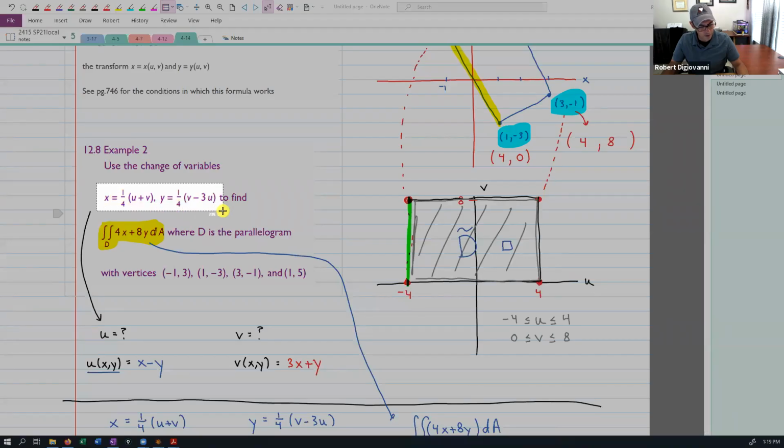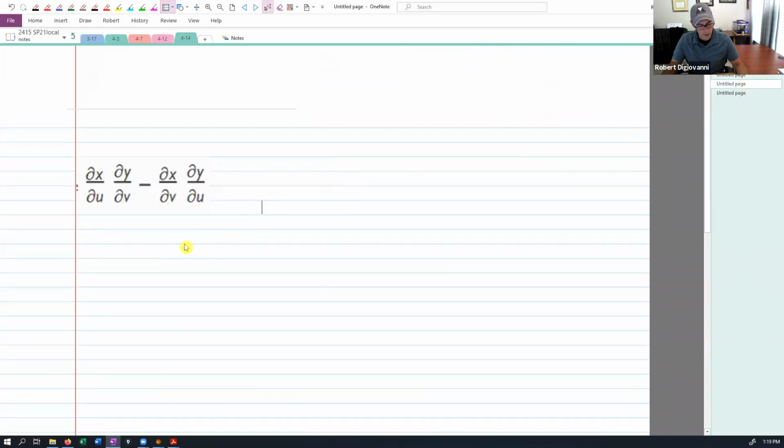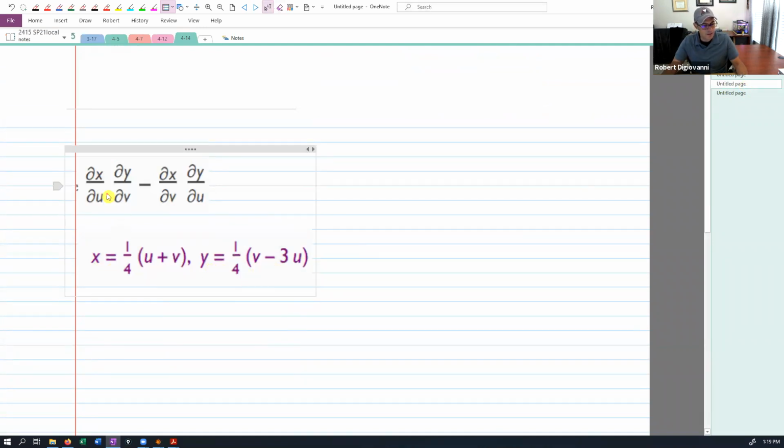Here is our change of variables that we made, right? So we're going to look at these and take the partial of x with respect to u, multiply times partial of y with respect to v, subtract partial of x with respect to v times partial of y with respect to u. Okay, so I'm going to try and do all of this right now, and maybe it'll help if you just distribute the 1/4 through. It'll be easier to do the derivatives here.